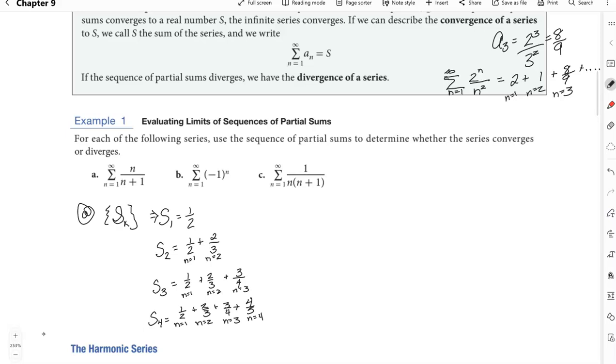So that first term was a half. That second sum was a half plus 2 thirds. So I'm adding something that's bigger than a half here. So this guy is bigger than a half plus what I started with, which was a half. Same thing here. I've got a half plus 2 thirds, which is bigger than a half, plus 3 fourths, which is also bigger than a half. And then same thing here. I'm always adding something that's bigger than a half.